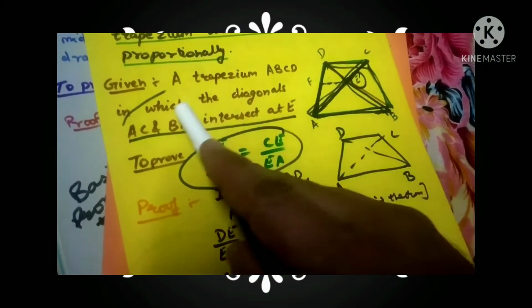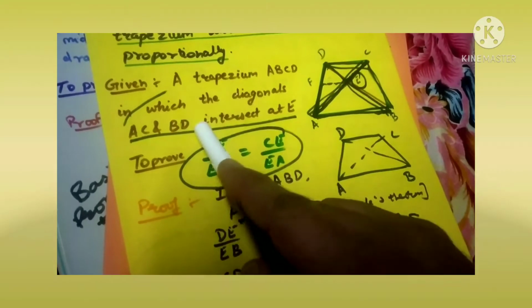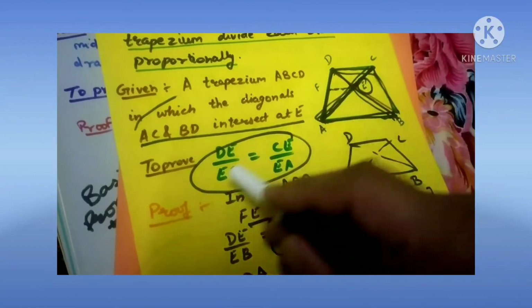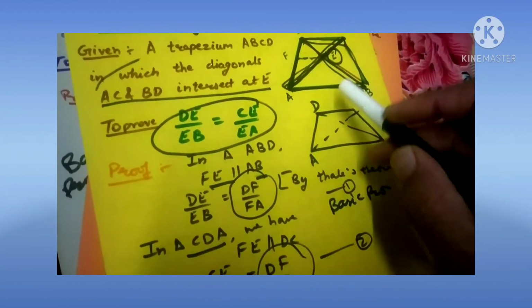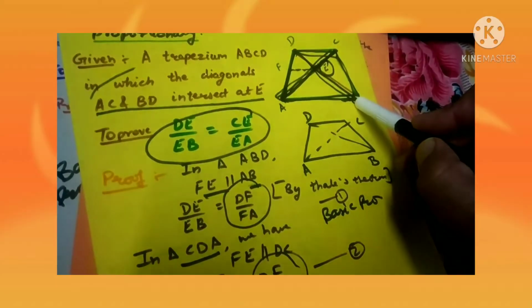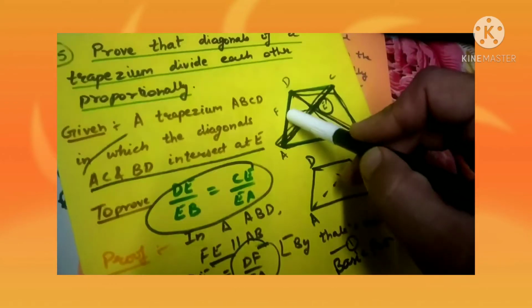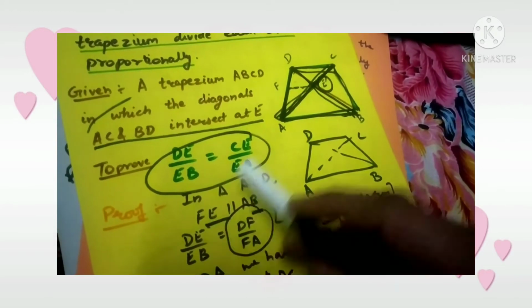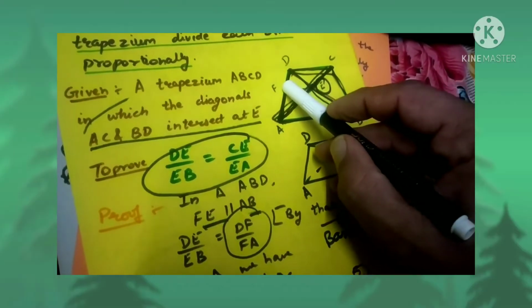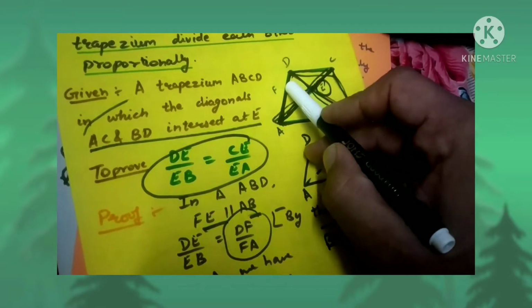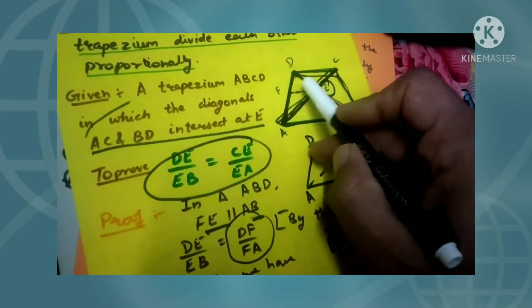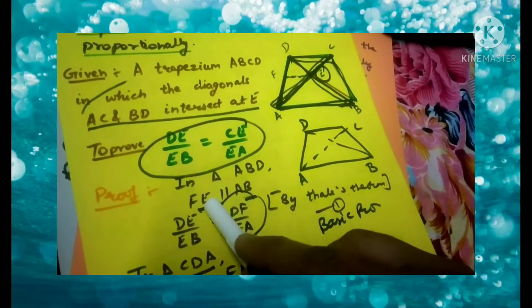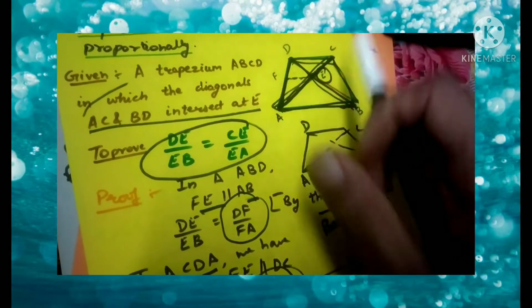We have a trapezium ABCD in which the diagonals AC and BD intersect at E, and in triangle ABD, A, B and D, this triangle, we are talking about this triangle. This is the triangle ABD. We have FE, we have considered it. This is a construction we made, in which we draw a line parallel to AB. So FE is parallel to AB.